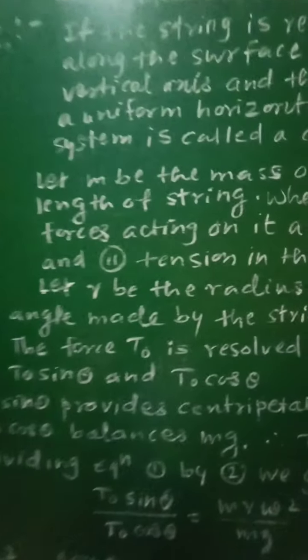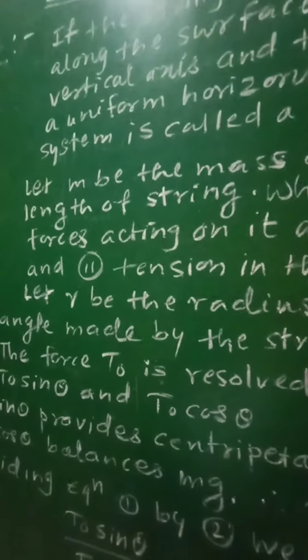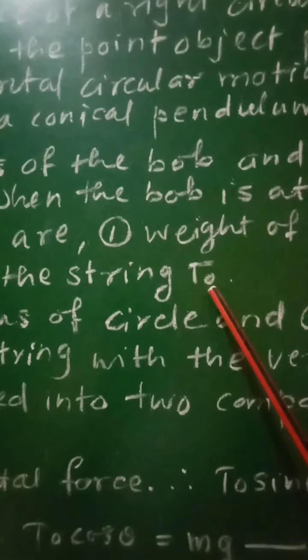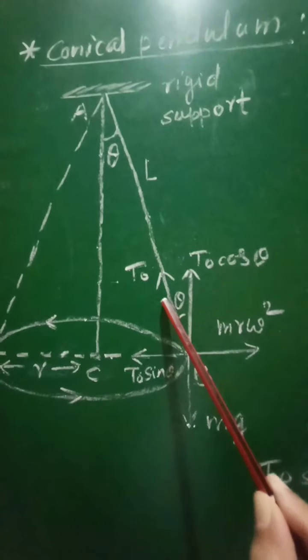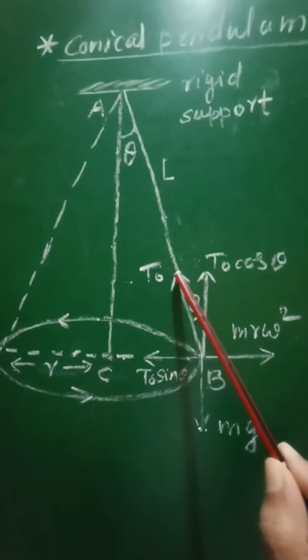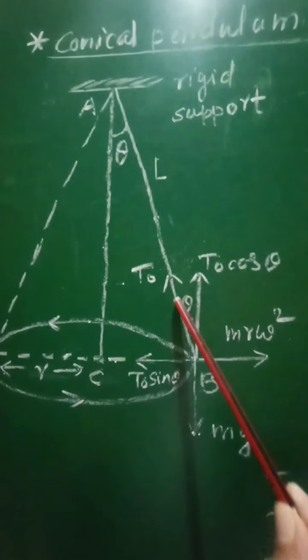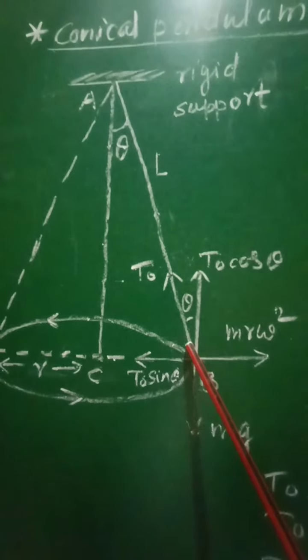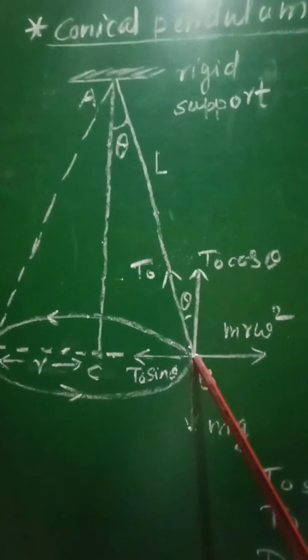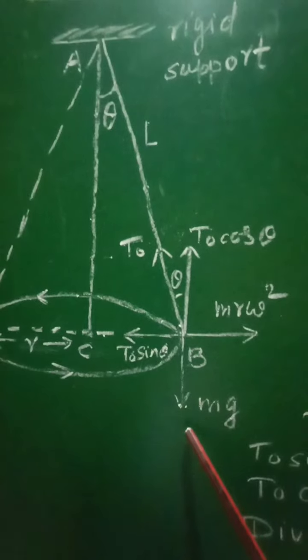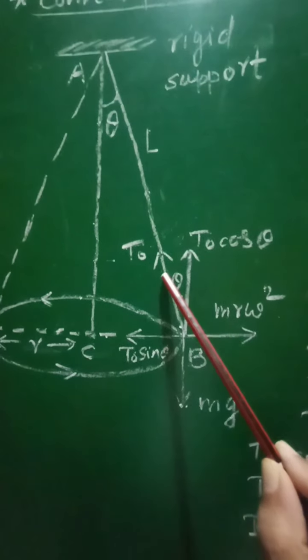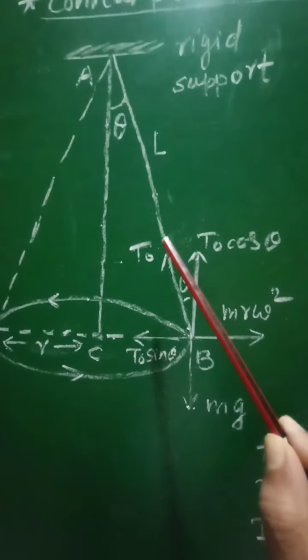Now the second force is the tension in the string T0. So tension in the string T0 will be directed towards the point of suspension along the length of the string, and therefore here that bob will be acted upon by two forces, weight of it mg directed downwards and T0 as the tension in the string directed towards the point of suspension.